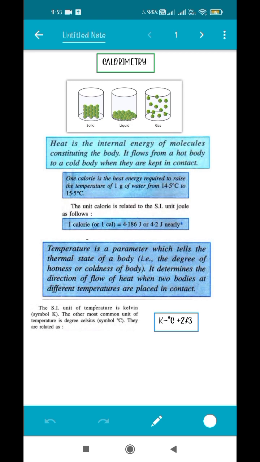So what is the relation between 1 calorie and 1 joule? 1 calorie is equal to 4.186 joule, or if you round it off you will get 4.2 joule.